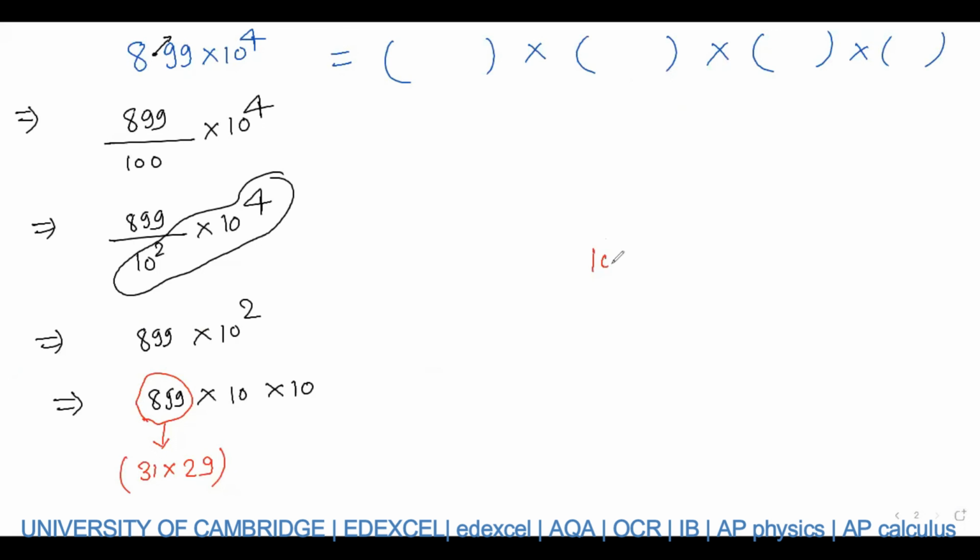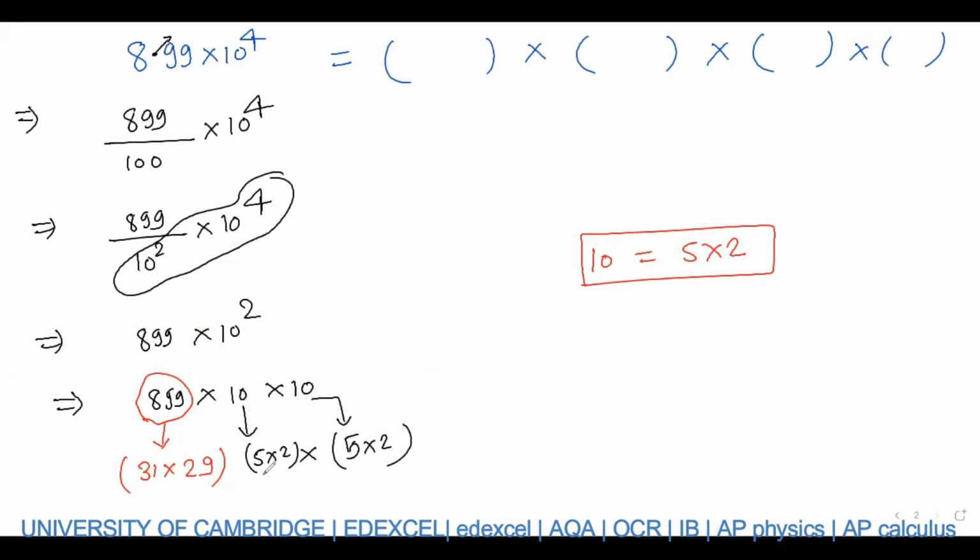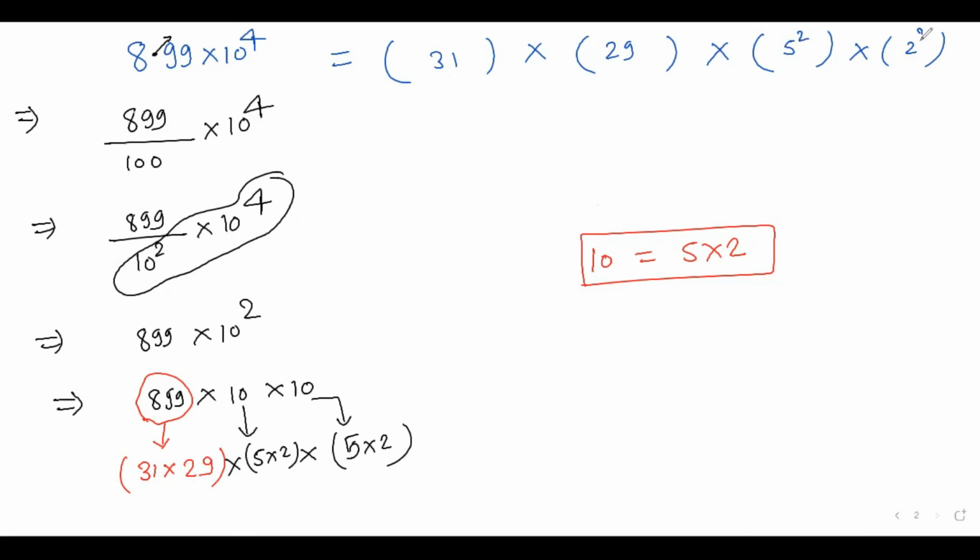And the prime factorization of 10 is 5 into 2. This 5 and 2 are both prime numbers. So this 10 can be written as 5 into 2. Similarly, this 10 can also be written as 5 into 2. So this completes our prime factorization. Okay, so the final answer you may write is equal to 31 into 29 into 5 square into 2 square. That's the answer.